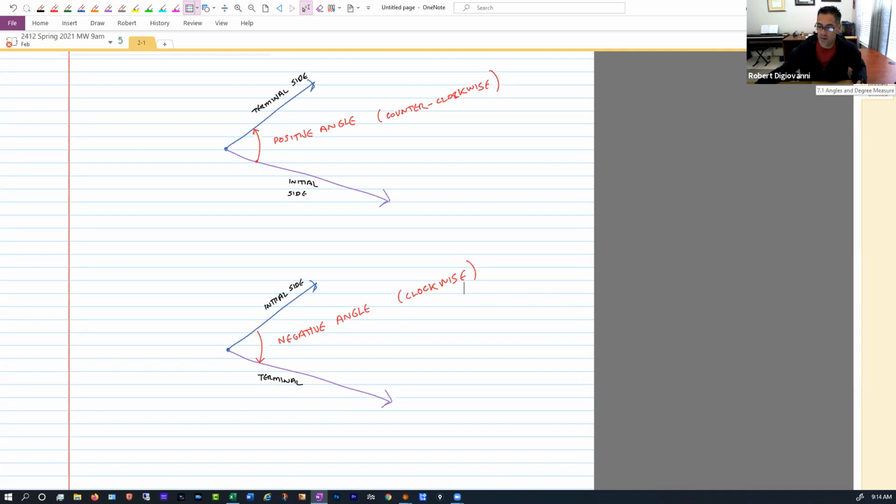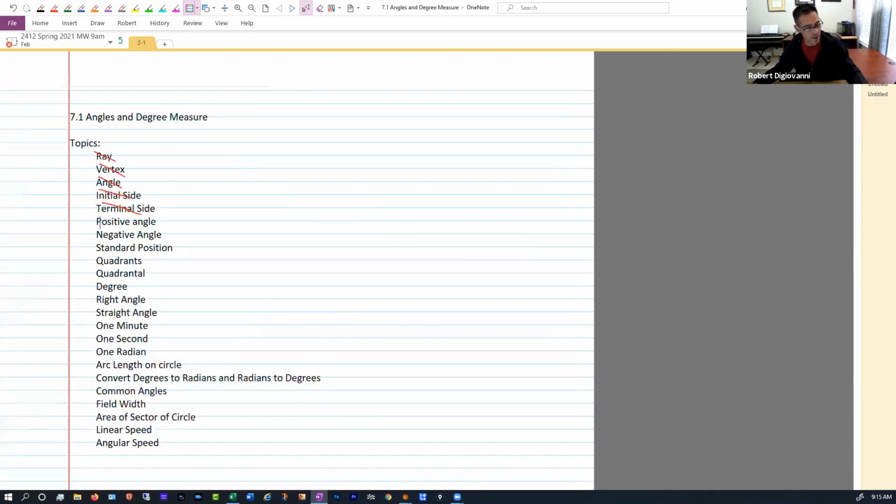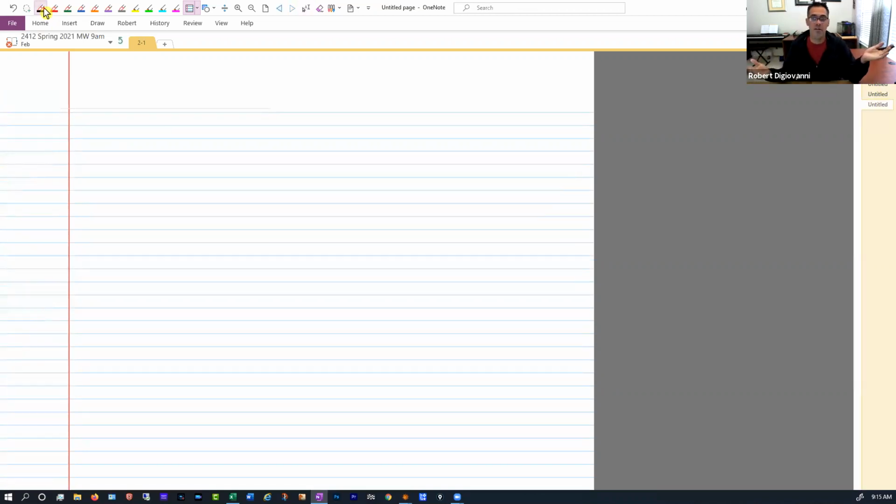Okay, so let's see here. What's the next thing? I actually killed off a few things here. Positive angle, that's a counterclockwise angle. Negative angle, that is clockwise. Now, what is standard position? This is very important to us. Standard position. So when you are sitting here getting ready to draw an angle, we all kind of have to agree on a convention that will make it easier for us to communicate with one another. So imagine, I'm going to put what we're doing here, standard angle, or sorry, standard position.